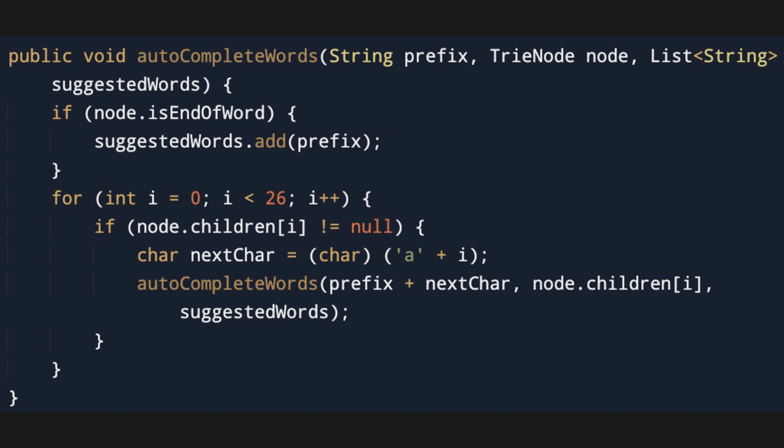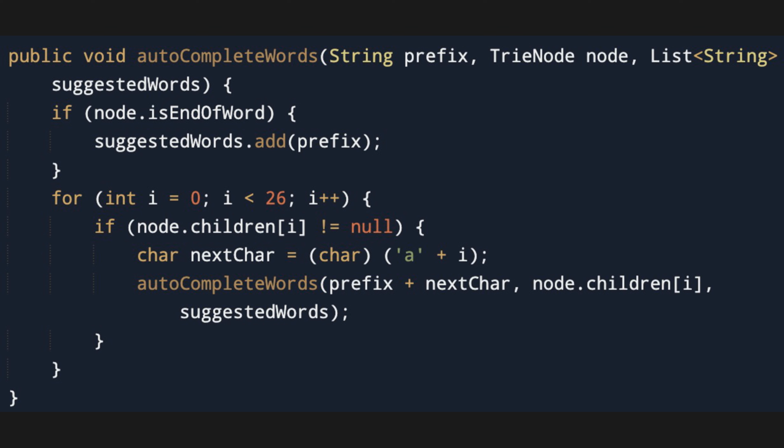If the child node at the index I is not null, it means a valid character exists at this position in the trie. We convert the current index back to a character, for example 0 to A, 1 to B, 25 to Z. After that, we recursively call the function for the child node and extend the prefix by adding a new character. This builds longer words step by step. The recursion continues until we have explored all the possible branches under the current prefix.